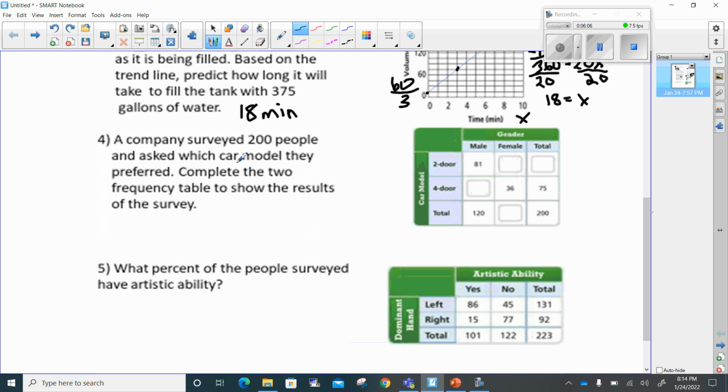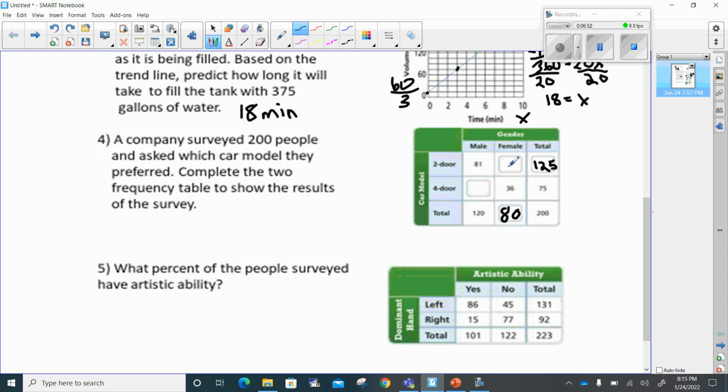Let's look at number 4. A company surveyed 200 people and asked which car model they preferred. Complete the 2 frequency tables to show the results of the survey. All right. To do this, we must realize that everything is going to equal 200. So what plus 75 will equal 200? That'd be 125. Next, what plus 120 will equal 200? That will be 80.